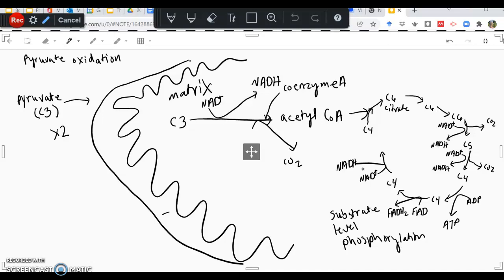So during this process, we've made 1, 2, 3 NADHs. We've made 1 ATP, and we've made 1 FADH2 from a single pyruvate. So you would just double all of those 4 products at the end of the citric acid cycle. Now, the next step, we're going to do work with all of those electron carriers that we have just made.